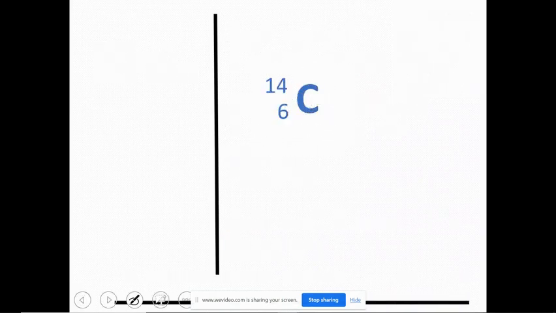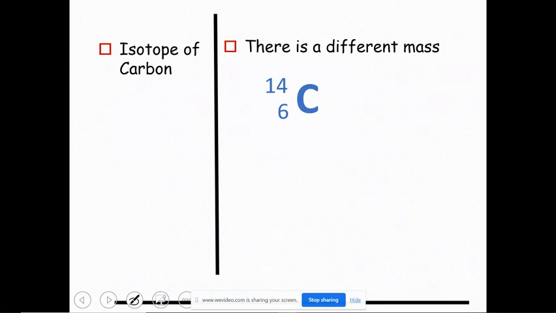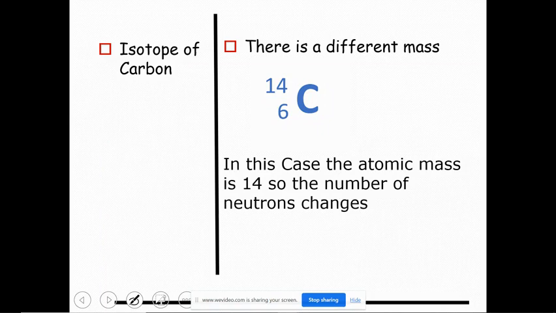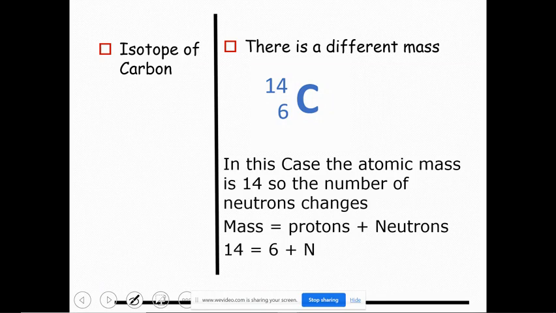Okay, let's take a look at a different one here. This is what we call carbon 14. Carbon 14 is an isotope, so there's a different mass. In this case, the atomic mass is 14, so the number of neutrons changes. Mass is protons plus neutrons. We have the mass of 14, which is what that number is right there, equals 6 plus the number of neutrons. So the number of neutrons equals 8.